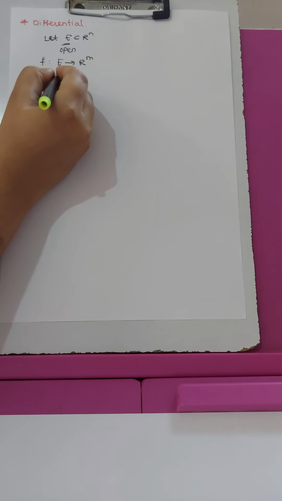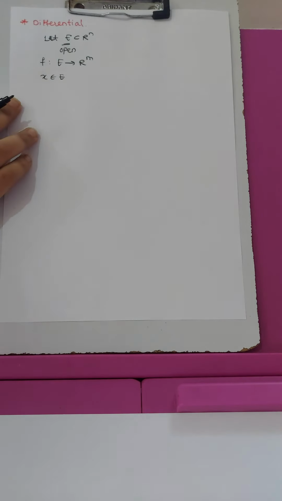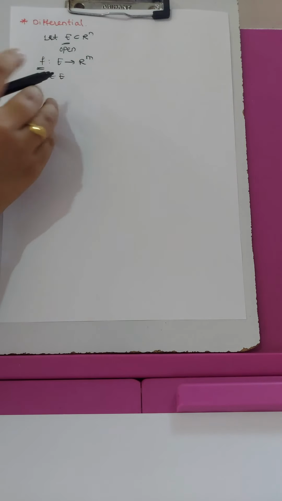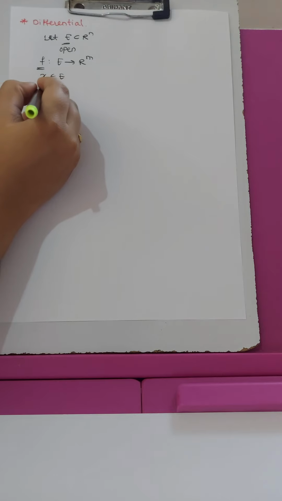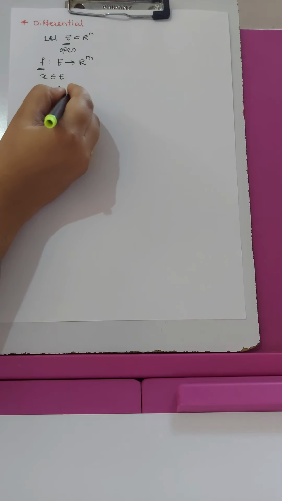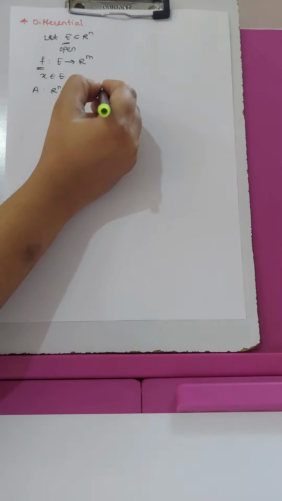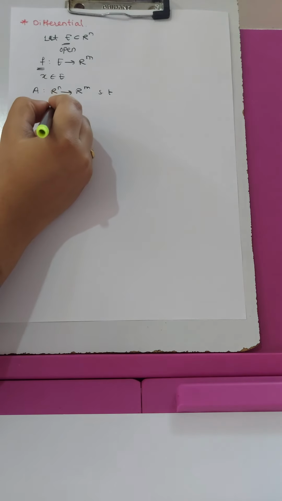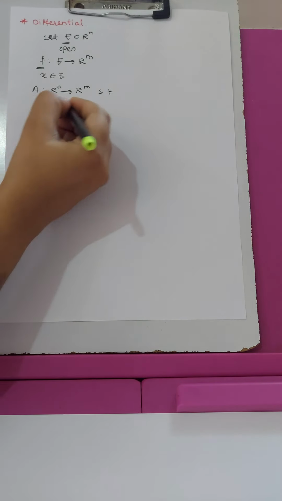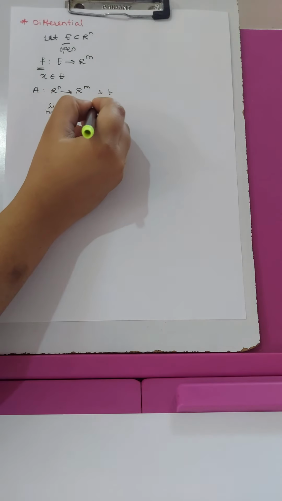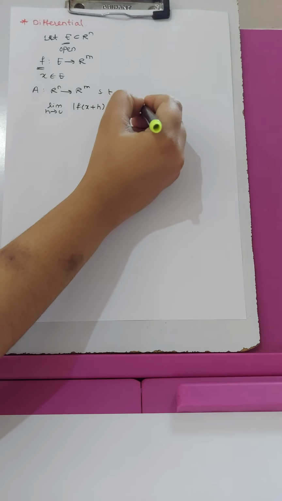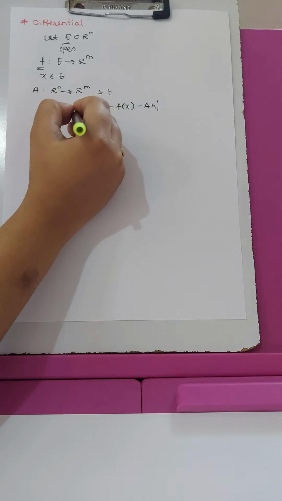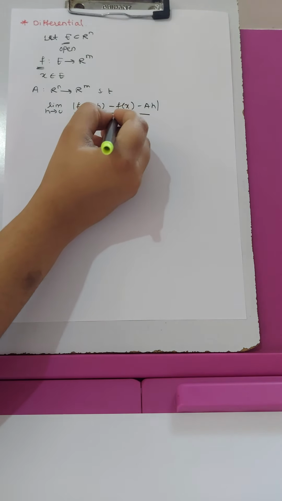Then for x belongs to E, we say that this function f is differentiable at x if there is a linear transformation A from Rn to Rm such that limit h tends to 0 of mod of f of x plus h minus f of x minus Ah upon mod of h is equal to 0.